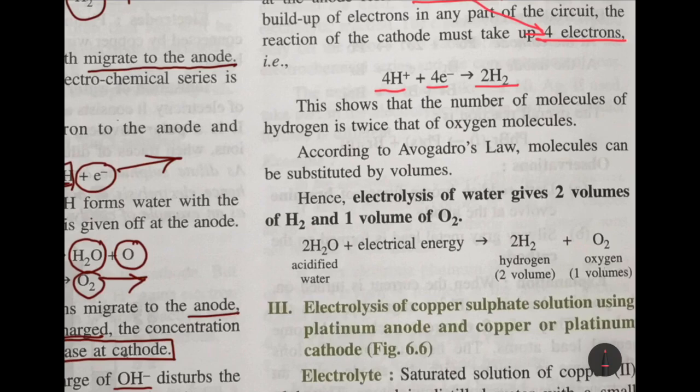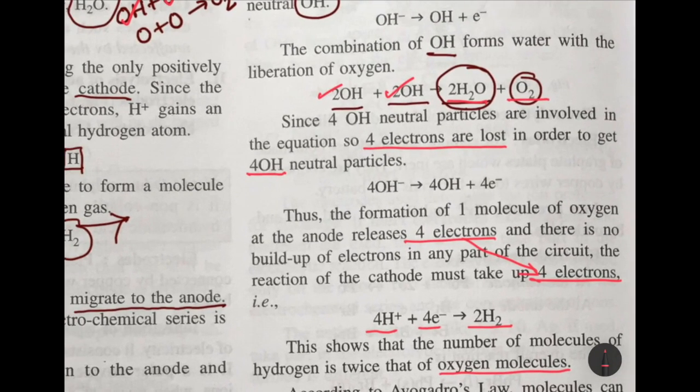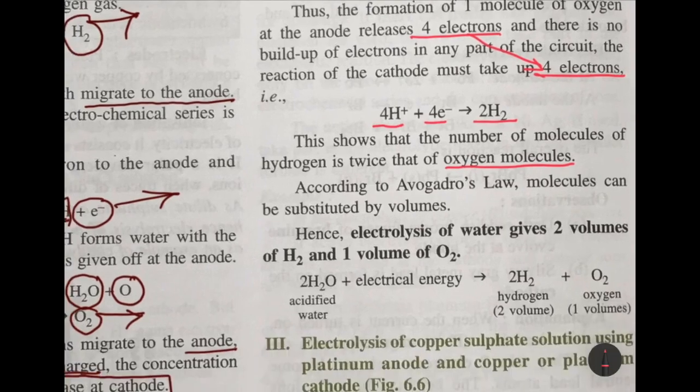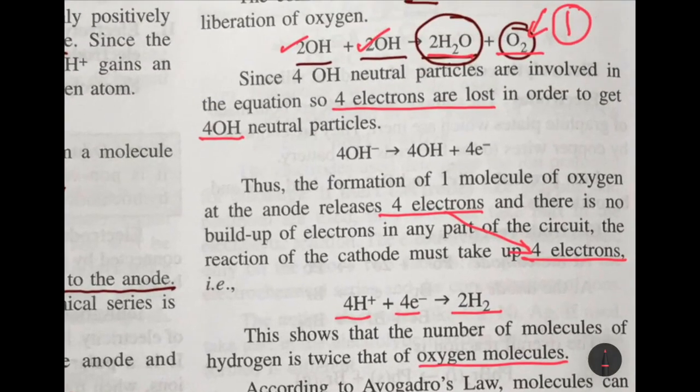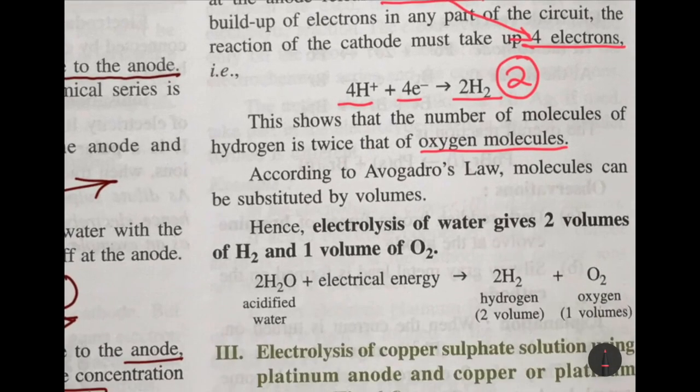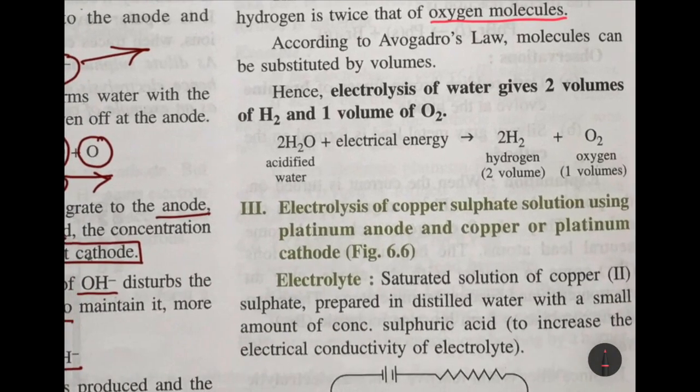So this shows that the number of molecules of hydrogen is twice that of the oxygen molecules, because if we go up here, you'll see 1 molecule of oxygen is formed, and here how many molecules of hydrogen are formed? 2 molecules of hydrogen. So according to Avogadro's law, which you've already done, molecules are substituted by volume. So electrolysis of water gives 2 volumes of hydrogen and 1 volume of oxygen. That is what you get when you balance the equation as well.